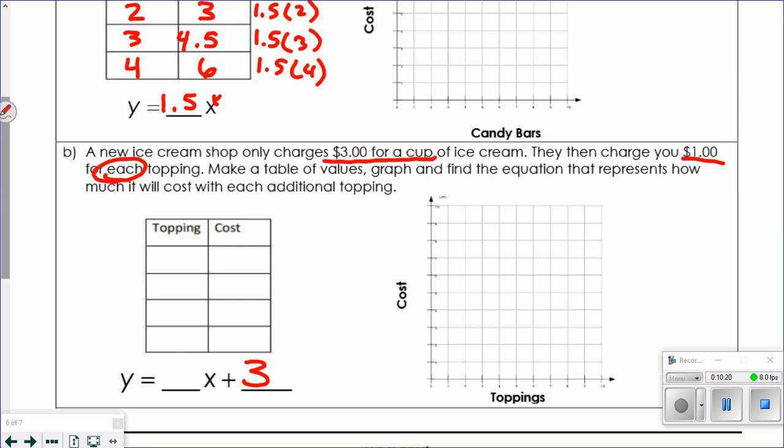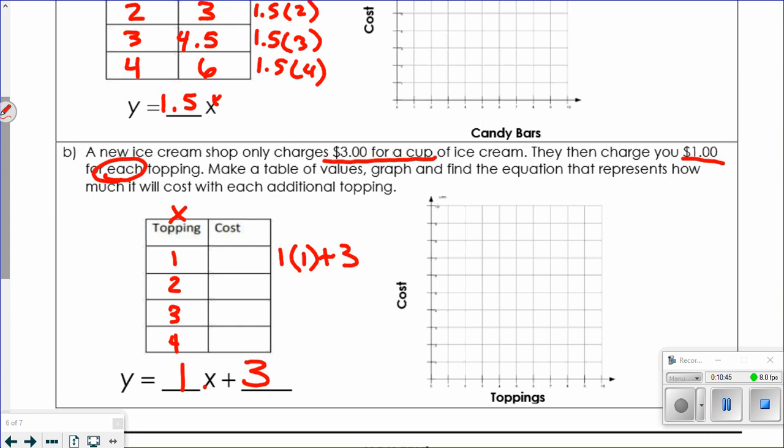But then the word each is really important. We know it's $1 for each topping. So $1 for each topping, one times the number of toppings, because the number of toppings is basically your X. So say I had 1 topping, 2, 3, and 4 toppings. Okay, so to find the cost, I'm going to take the $1 times the cost for one topping plus 3.